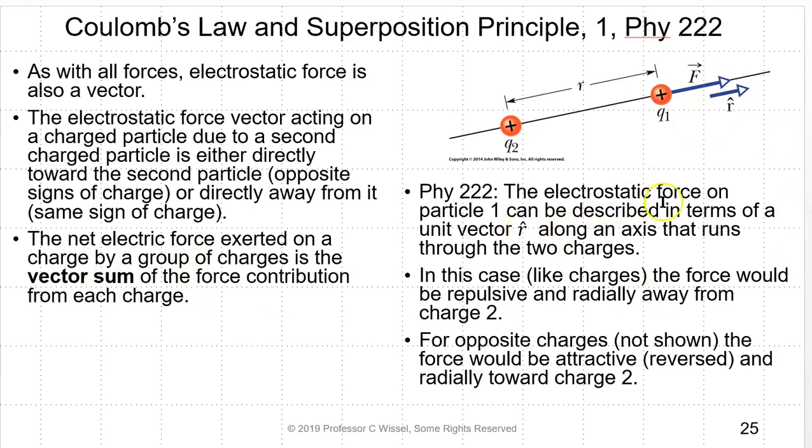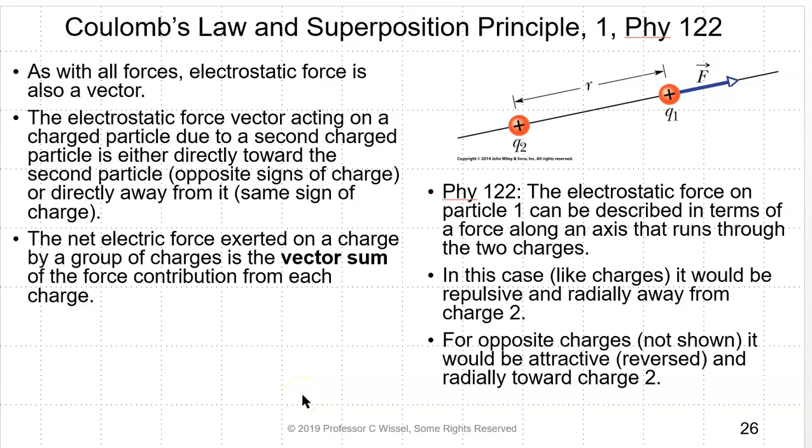So the electrostatic force on particle 1 can be described in terms of a unit vector, r hat, along an axis that runs through the two charges. In this case, where there are like charges involved, the force would be repulsive and directly away from charge 2. That would be the force on this one. For opposite charges, which is not shown here, this force will be reversed and be pointing radially toward charge 2.